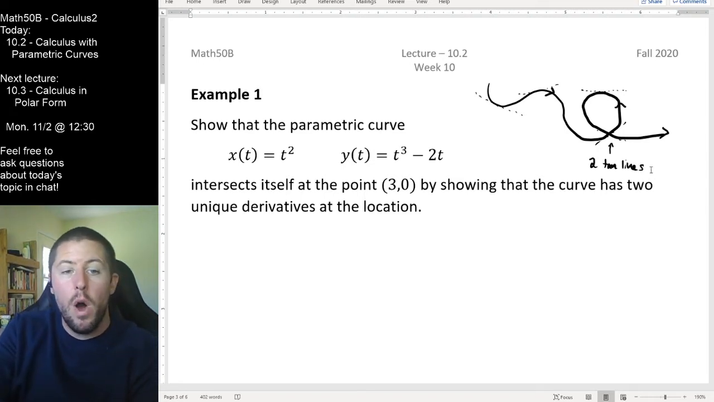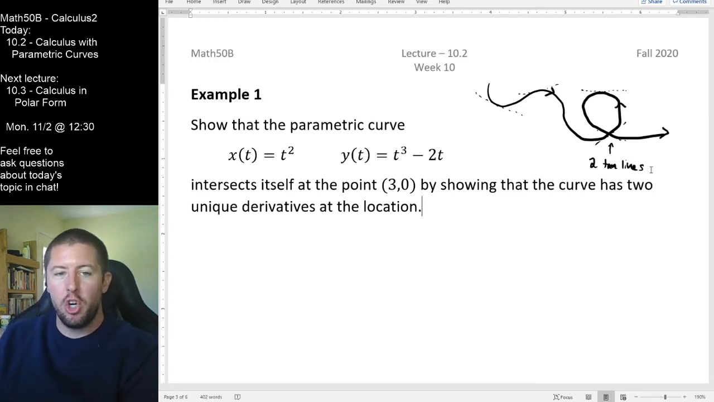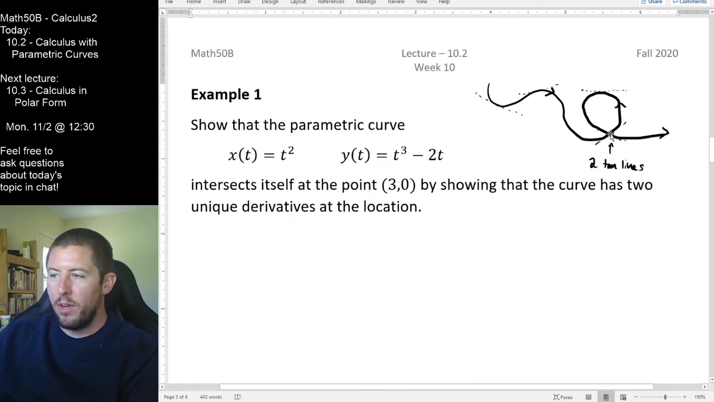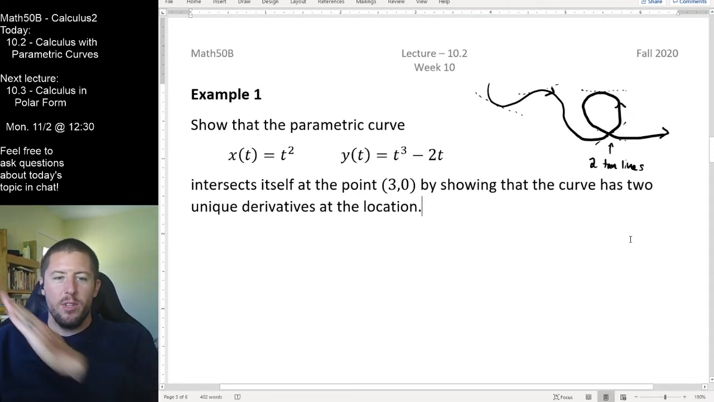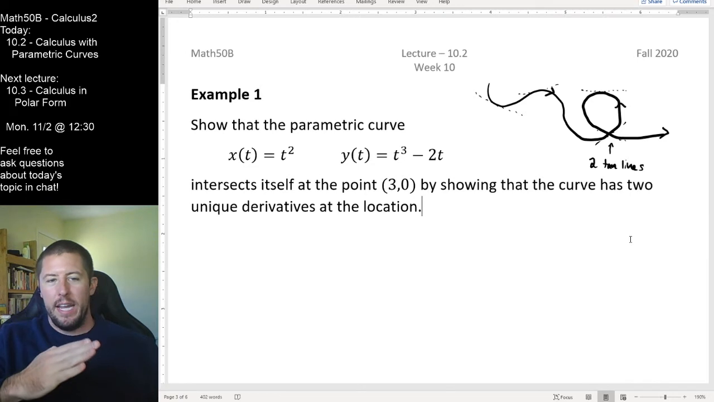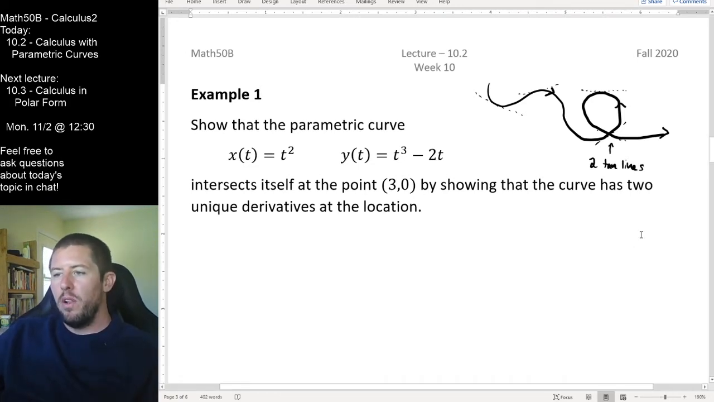So it seems to me that one way we could confirm that a parametric curve crosses over itself is to identify that it has two different derivatives at one location. That makes sense, right? There's one xy location, the point of intersection, but it has two different tangent lines, one for when it was going up the swoop, one for when it's going down the swoop. So let's show that it has this intersection at 3, 0 by showing those two unique derivative values at that location.